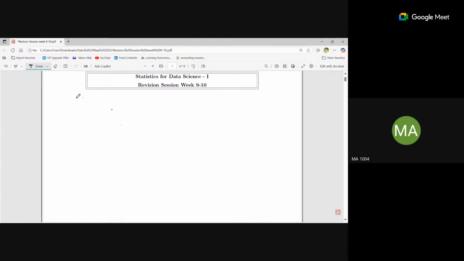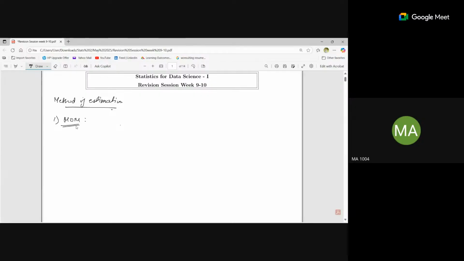Okay. So in week 9 and 10, basically what we are doing is the methods of estimating the parameters. There are different methods by which we can estimate the parameters. So the first method is... anyone? What's the first method? Method of moments.